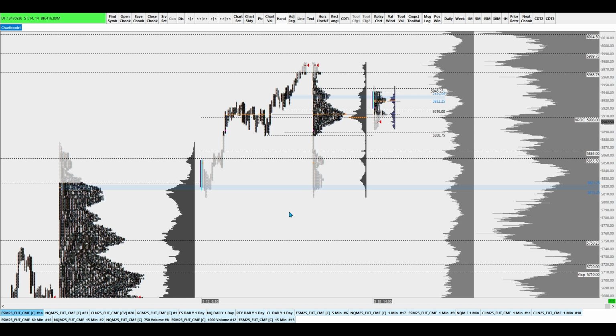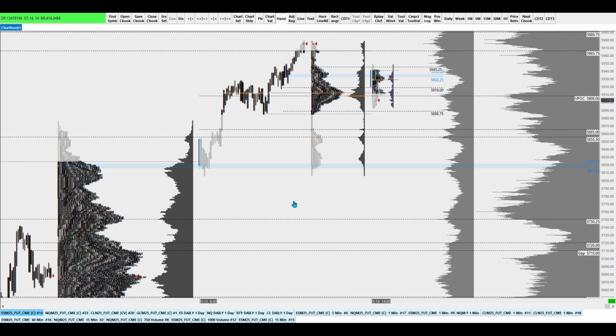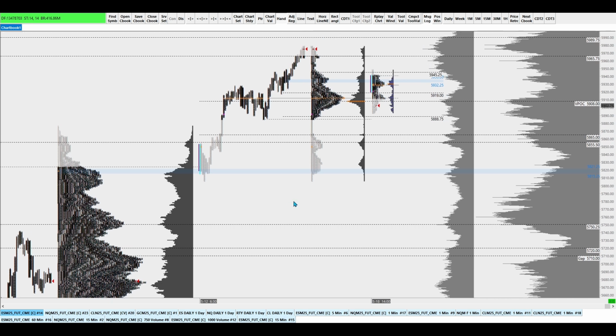We're up enough that I've caught enough of this move that I really don't feel like I need to catch every inch of it. At least from my point of view, I can be a little more patient and wait for those setups, wait for each time period to tell me what we're trying to do. Like in this case, it made it very, very clear.